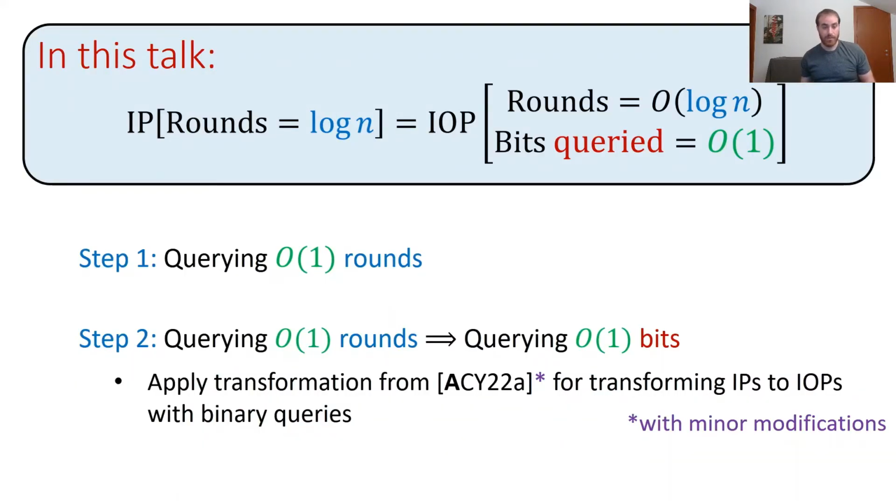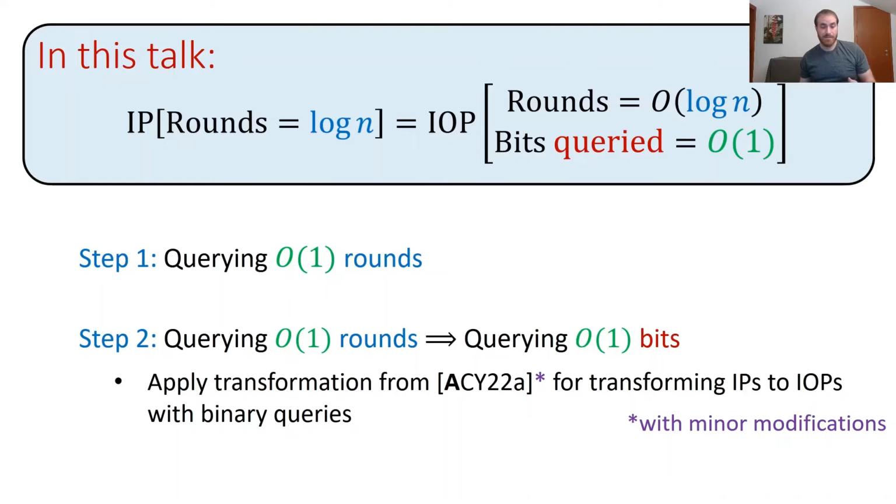So we're going to show in this talk how to take an interactive proof with log n rounds and transform it into an IOP with O of log n rounds and a constant number of bit queries. We'll do this in 2 steps. First, we'll take the IP and transform it into an IOP where the verifier queries a constant number of rounds, but it reads these rounds in their entirety. In the second step, we'll take this IOP with a constant number of round queries and transform it into one with a constant number of bit queries.